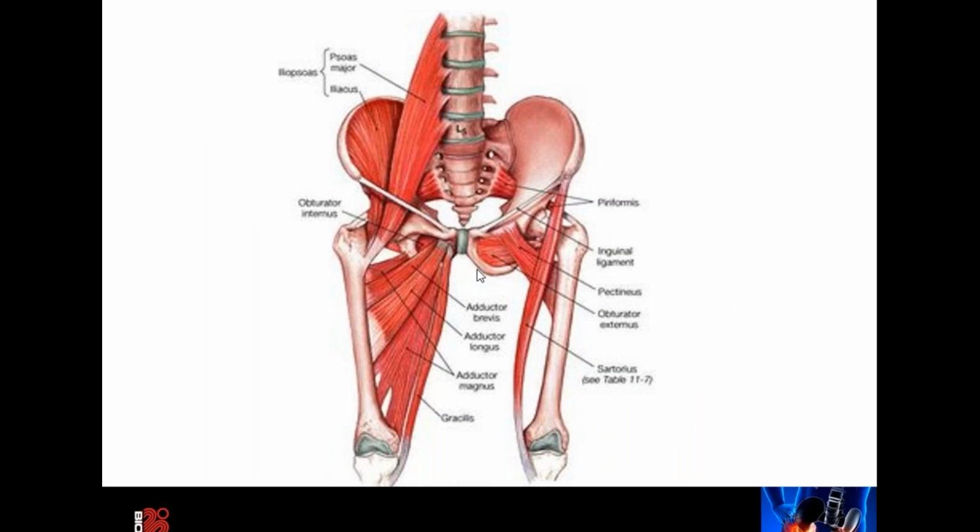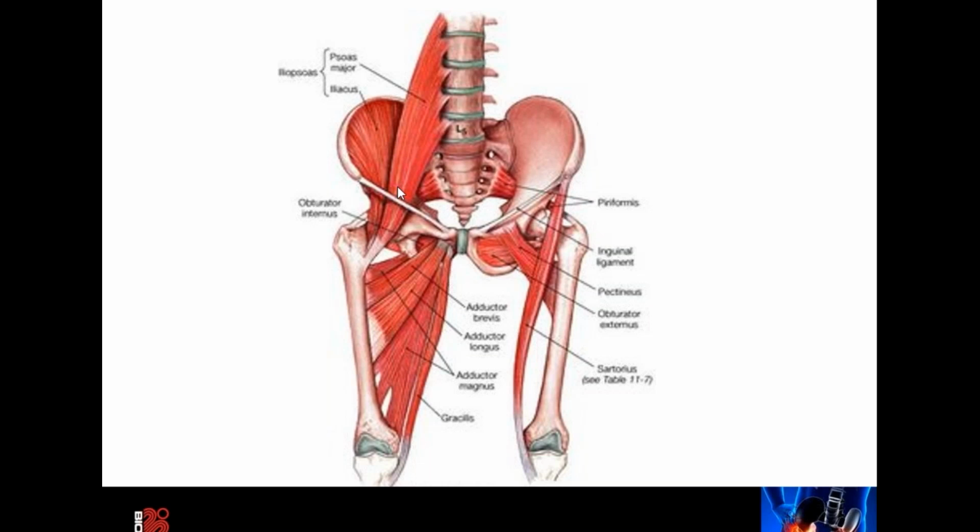If you look in the front, or the anterior, you can see there are hip flexors. These are the very top muscles that are attached to your hip itself, the ilium, as well as the lower lumbar vertebrae. These are known as the hip flexors. So when you lift your leg or your thigh straight up, these are the main muscles that are doing that.